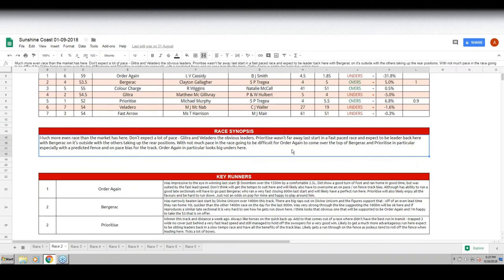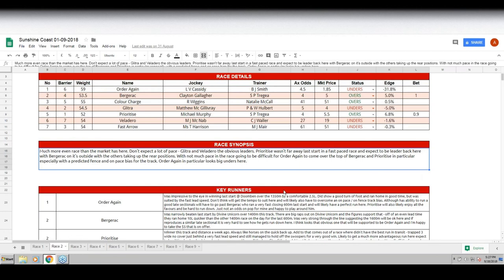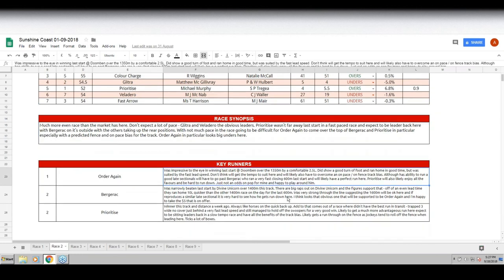Then we'll get to the specific comments about the runners, why they're in the system, and the price they are. In this case, Order Again, I thought, was flooded last start. He got back, they went fast out front, and he ran on and hit the line strongly. I've also made a note that I thought the track was going to play to the on-pace runners and those that could find the fence.